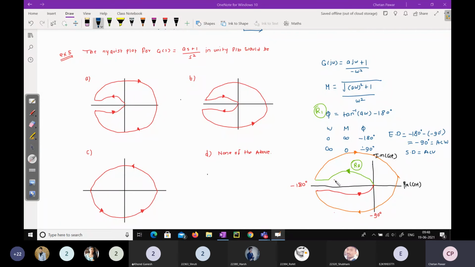And about stability, we have seen the equation N is equal to P minus Z, where N is the number of encirclements about the -1, 0 point. And what is P? The open loop poles in the right hand side of the S-plane. And what is Z? Closed loop poles in the right hand side of the S-plane.